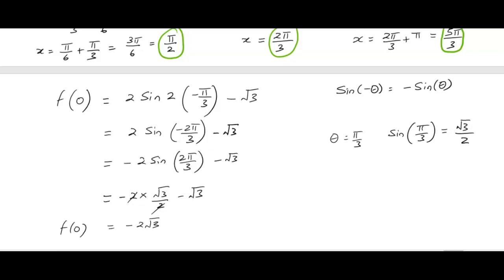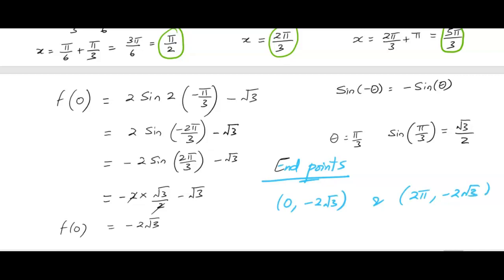Right, so that means I can conclude my endpoints are going to have coordinates 0, minus 2 square root 3, and 2 pi, minus 2 times the square root of 3. And again, approximate value, 1.73 times 2, so approximate value is going to be 3.46, or minus 3.46, right? I'm just going to fix that. Right, minus 3.46 is going to be the approximate value of the y-coordinate of the endpoint. Right, now that we've located all the things, we're going to jump straight into the graph.